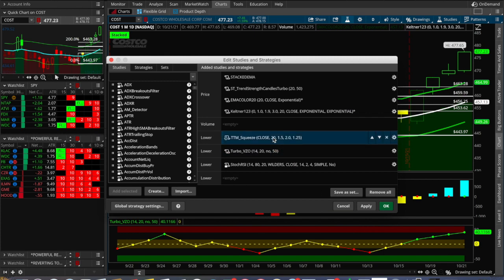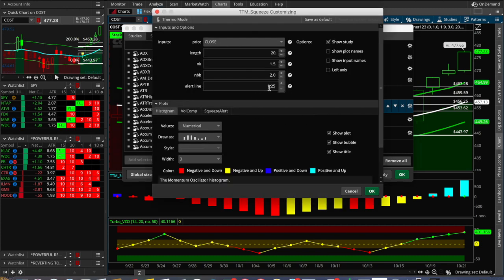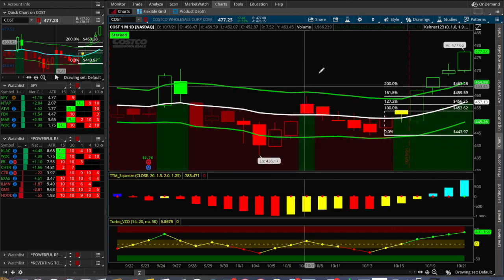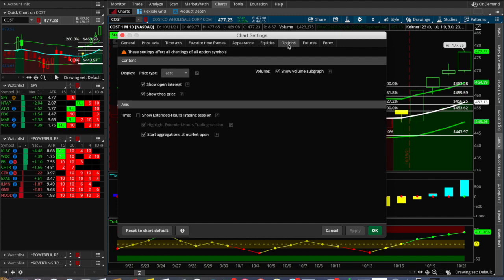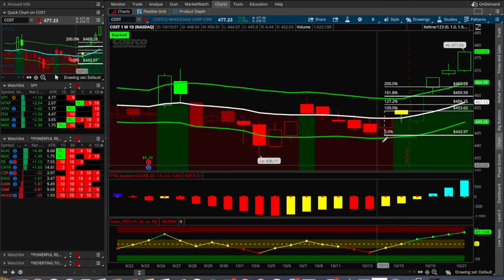I don't want to make this video too long, but these are my studies here. I wanted to show everything and be transparent. On the TTM squeeze settings, I changed it to 1.25. Okay, let's hurry and break this down. So that brings my chart to look like this. And what else do I use here? Let's see. On equities, I make sure extended hours is not turned on. I don't want to see extended hours when I break down my chart.